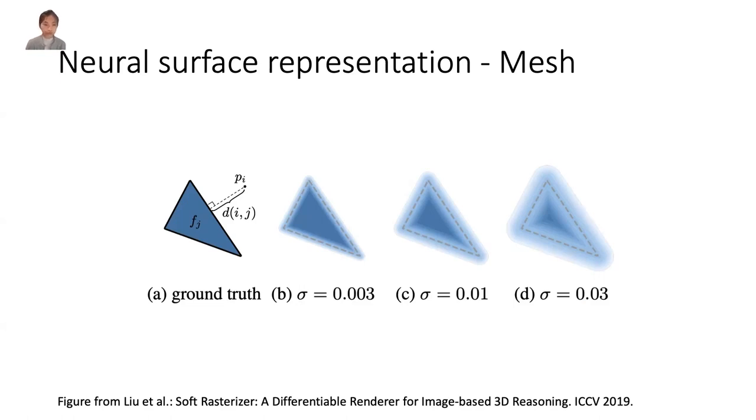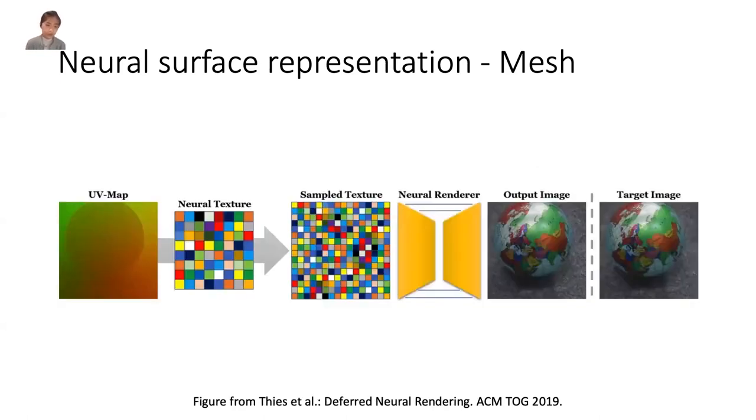Instead of storing texture as vertex attributes, one can also leverage an existing UV map to learn a 2D texture map. In this example, learned neural features are stored in a 2D grid. For a novel view, the texture map is then sampled according to the fixed UV mapping, and then transferred to the RGB image through a 2D neural network.